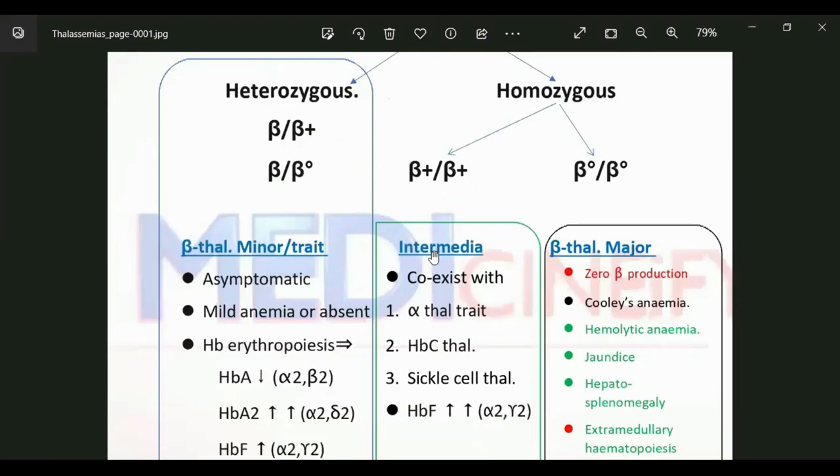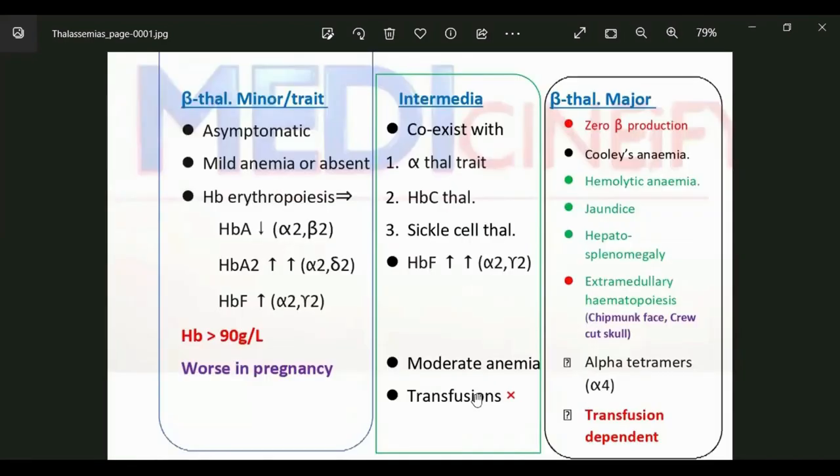Now let's discuss beta thalassemia intermedia. It describes an intermediate state with moderate anemia but not requiring transfusion. There may be splenomegaly. Usually it coexists with alpha thalassemia trait, HbC thalassemia, or sickle cell beta thalassemia. They are symptomatic with moderate anemia, Hb count usually around 70 to 100 grams per liter. These symptoms can be splenomegaly, bone deformities, and recurrent leg ulcers.